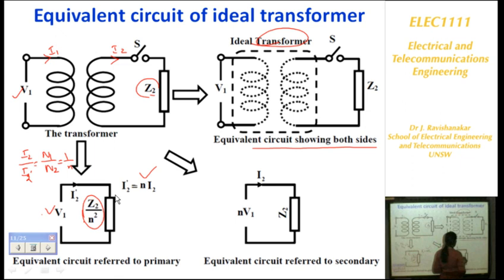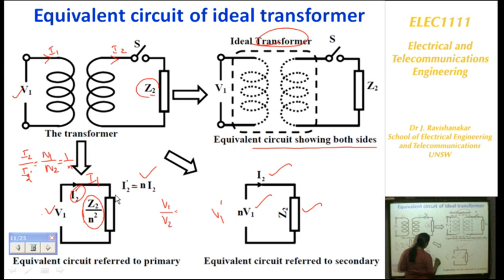Similarly, if I transfer everything to the secondary side, you can also represent this with current I1. On the secondary side, I have Z2 and the current I2, but the voltage V1 has to come to the secondary side, so that becomes N times V1. We know that V1 on V2 equals N1 on N2, so this becomes V1 dash, which is N times V1. So this is how we transfer.